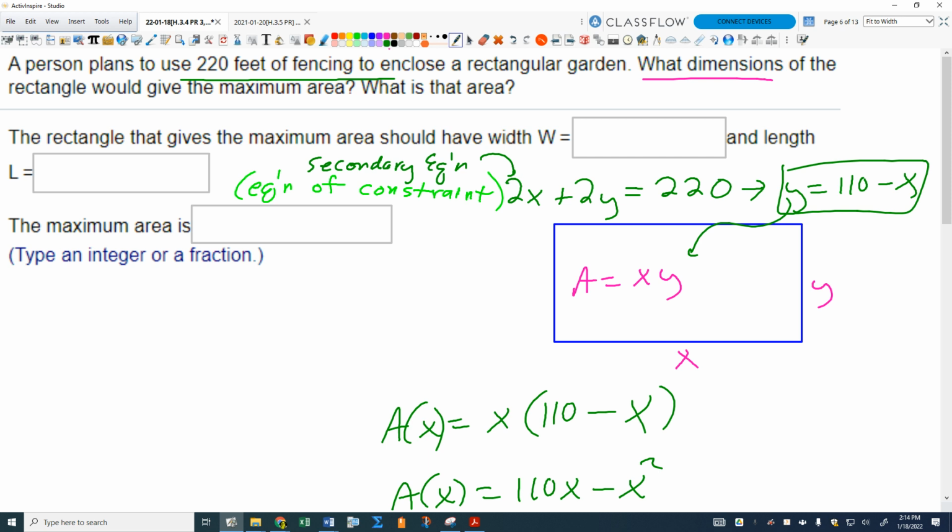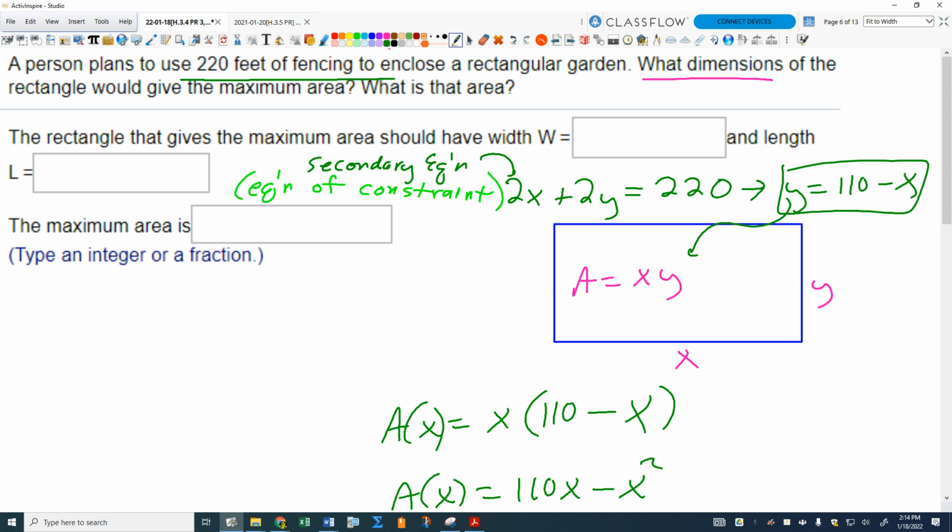So then we actually made some progress on this last week. We said, okay, well, what does that mean? If we have 220 feet of fencing, that corresponds to a perimeter of the rectangle, doesn't it? Right? And the perimeter of a rectangle is just 2 times the width plus 2 times the length, right? So we came up with the equation 2x plus 2y equals 220.